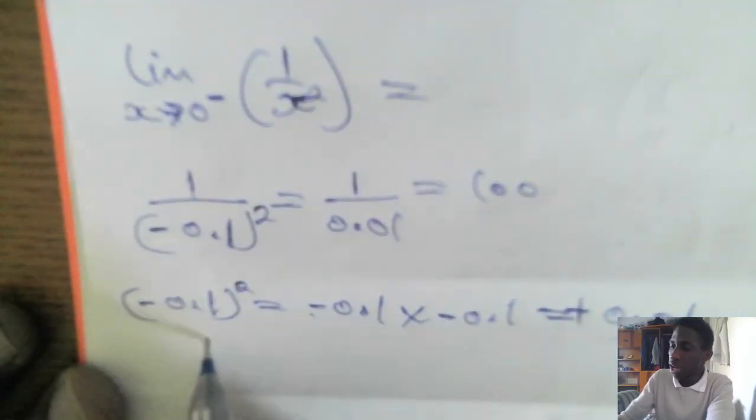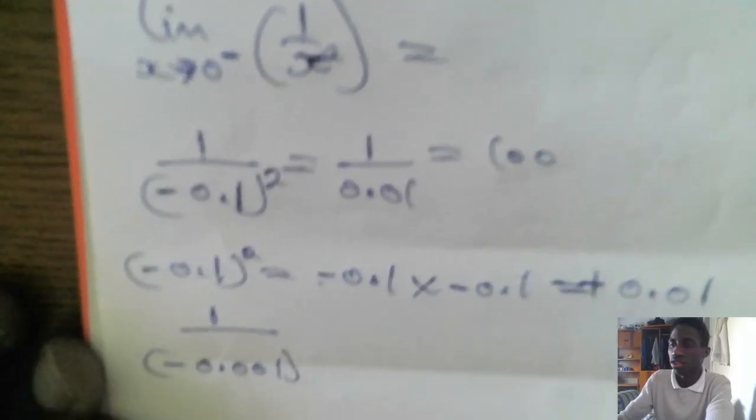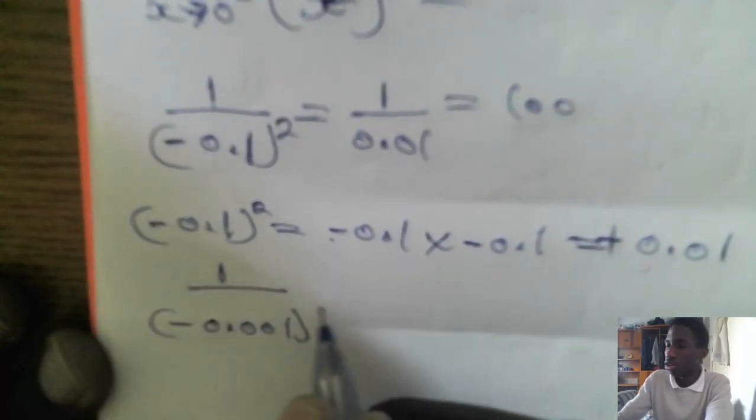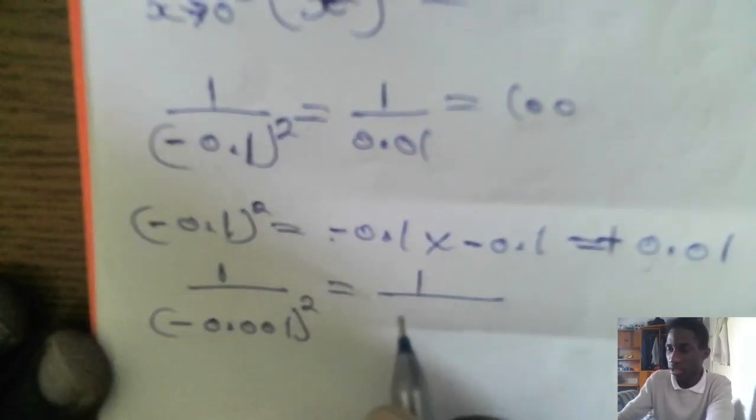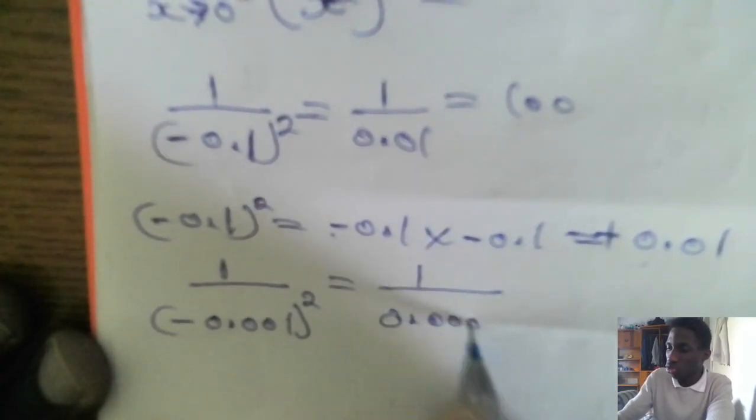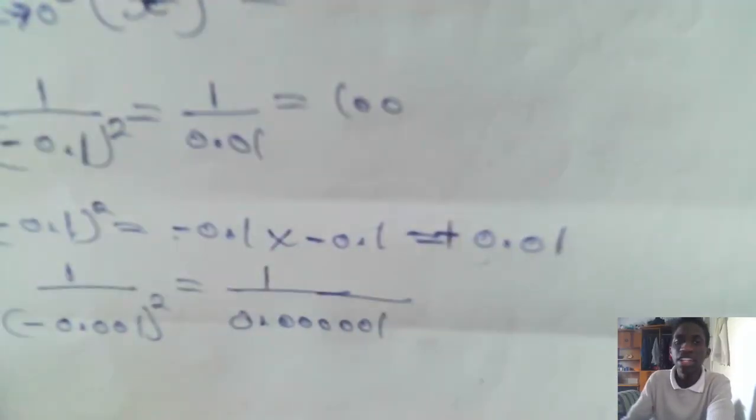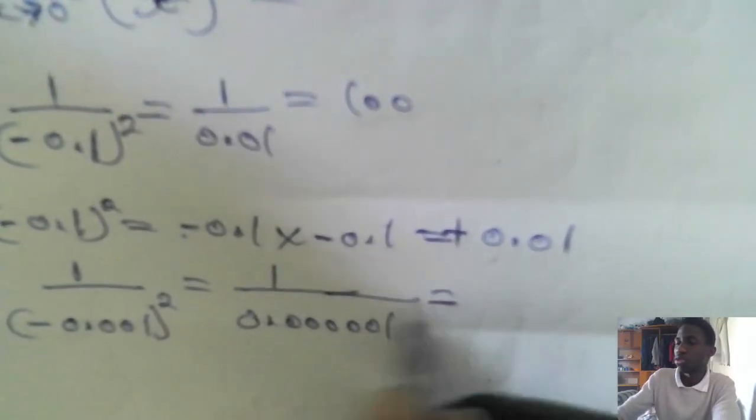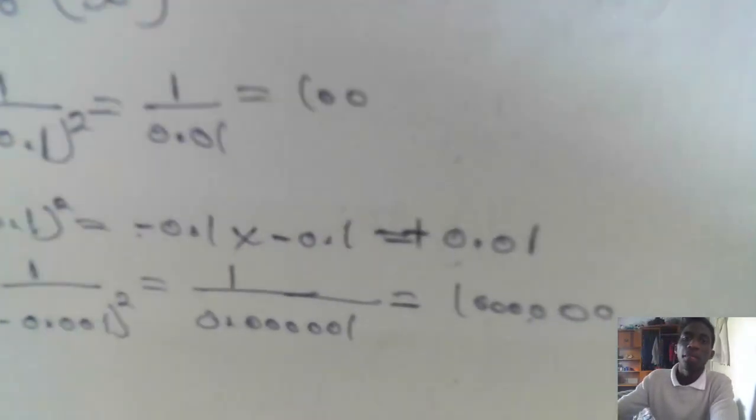Wow. What if I try minus 0.001, another number, this time closer to 0 from the left? I'll still end up at 0.000001. That's 5 zeros before the 1. Because the negatives will cancel out. If you're squaring a negative number, you'll get a positive result. There's no two ways about that. So 1 over this gives you a million.